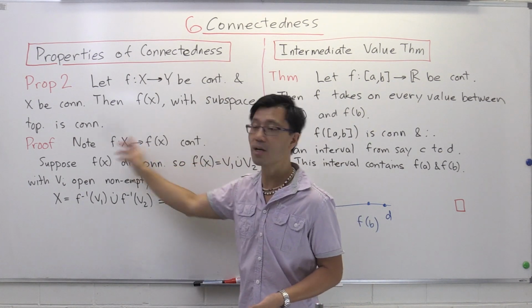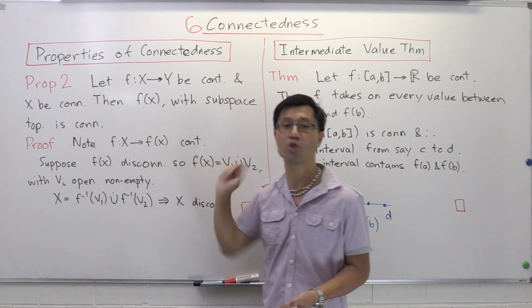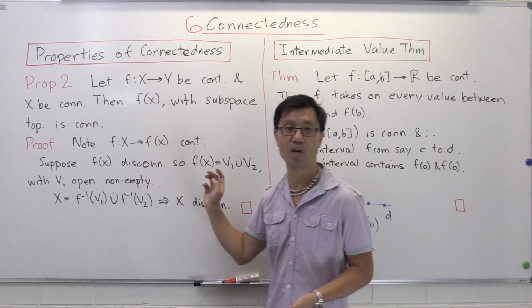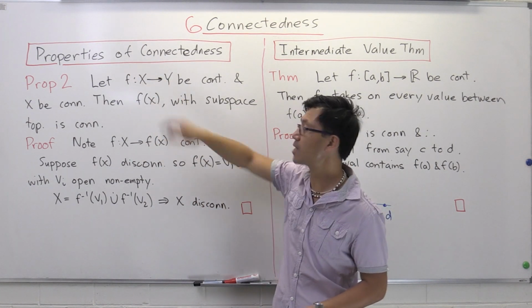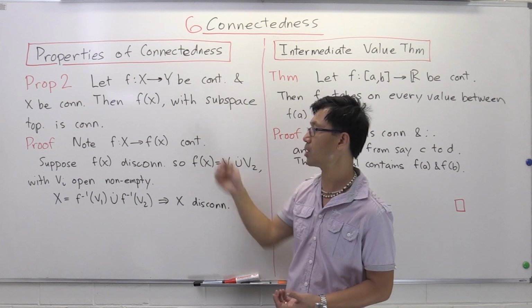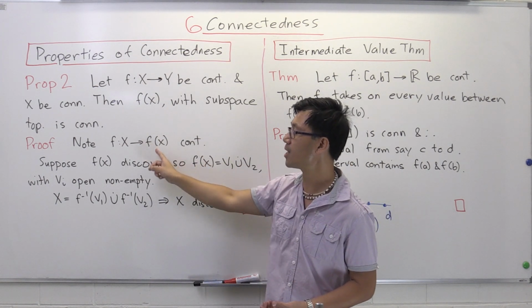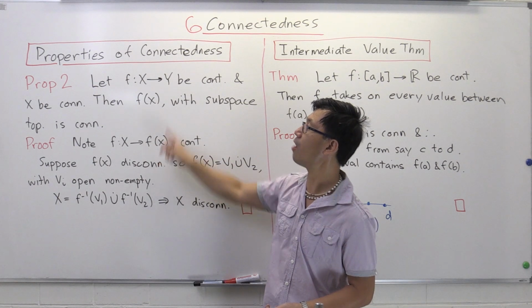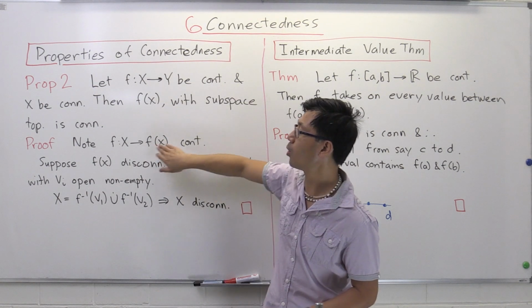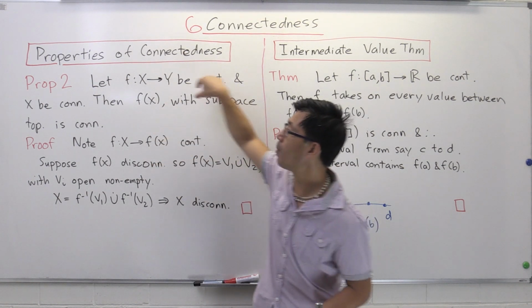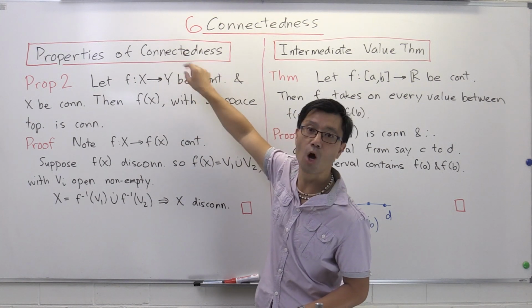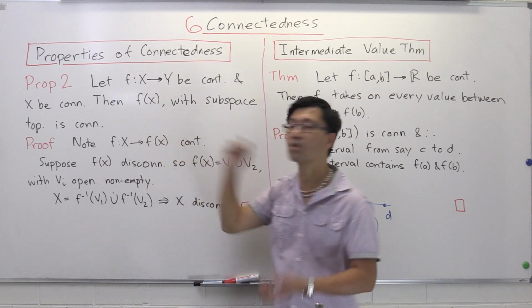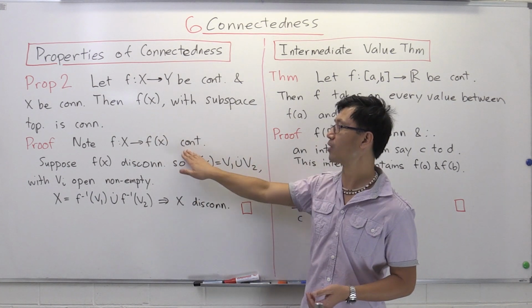And the first thing to note is that this function here is also continuous, and that's quite easy to check why that's true. It follows from the fact that f itself is continuous and the definition of the subspace topology. Remember, open sets in here are just the intersections of open sets from Y with f of X. So when you pull back open sets from here, essentially you might as well just pull back from an open set inside Y. So that's a continuous function.